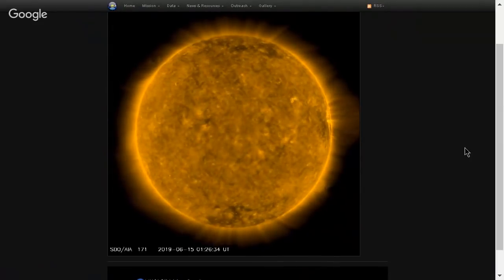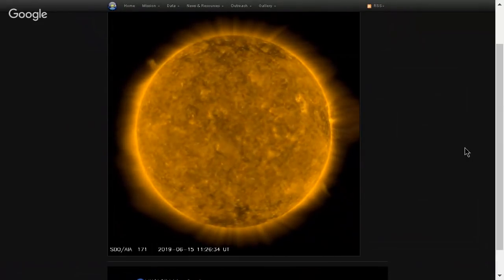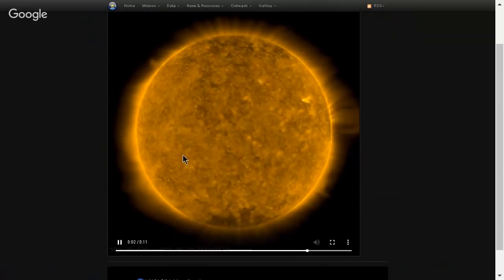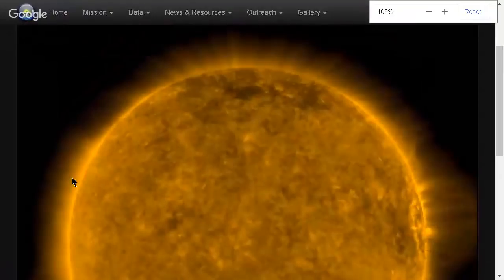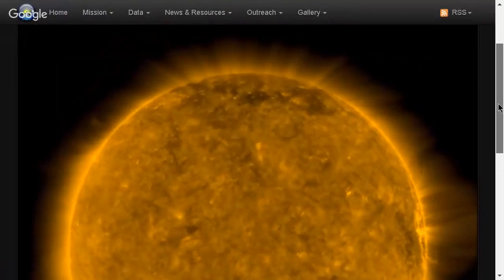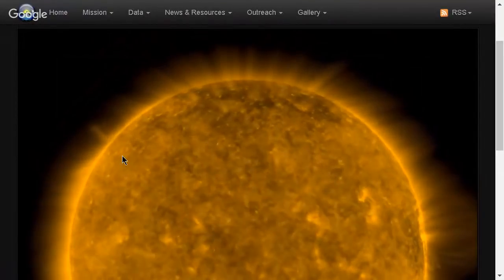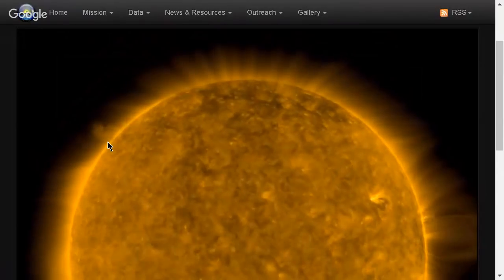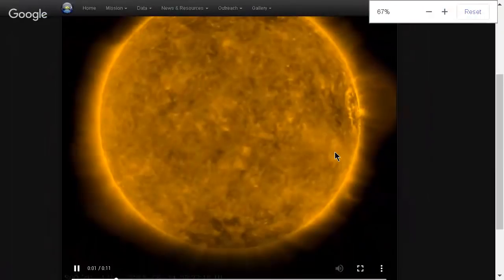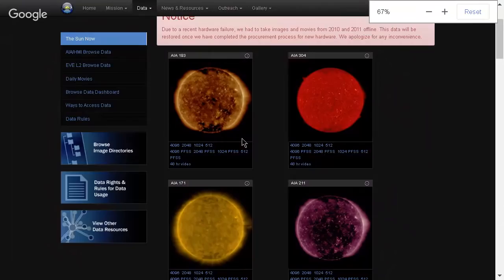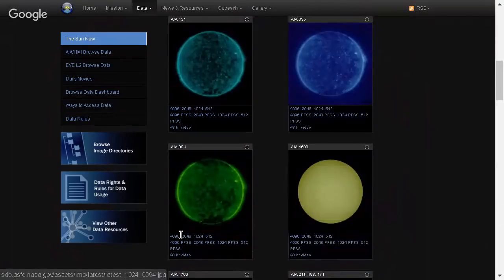So here we are at 171 angstroms. We see that active region setting in the west. We do see some interesting activity here in the northeast as well, a little bit of solar filamentary tornadic activity going on up there. And let's take a quick look at the magnetic lines, assuming we have the current data.